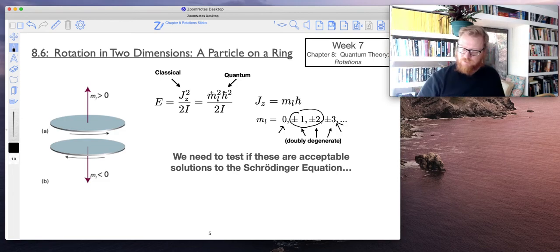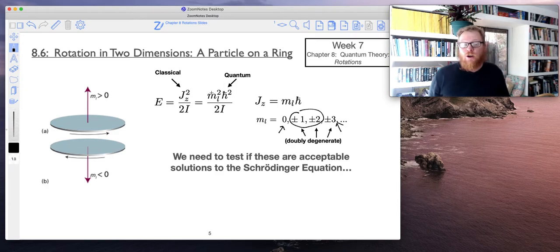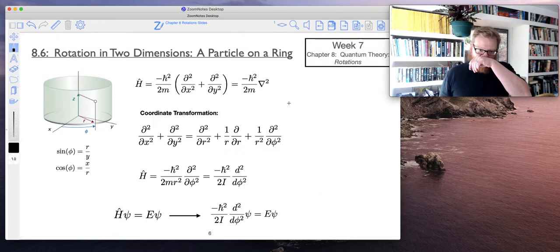Okay? So now our next step is to determine if this is acceptable to the Schrodinger equation, because we've done this in a backwards, different way than some of our other problems. Look, we already have a solution to the energy without even putting together a Schrodinger equation. We already have a quantized solution for energy. So we have to test if this is going to work for the Schrodinger equation. Okay? So let's get it set up.